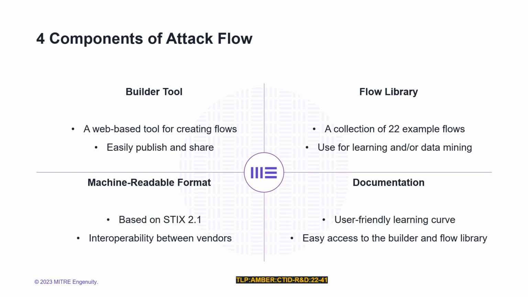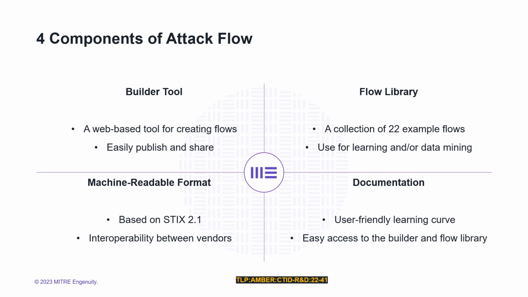And then once you've created your flow inside the builder tool, it is easy to publish and share. And when you publish it, you're publishing it in a machine readable format, which is the next component of the attack flow. So our format is based on STIX 2.1, which is a popular format for exchanging cyber threat intelligence online. STIX itself really focuses on indicators of compromise, and we have extended it with the necessary objects to be able to express the flows and the behaviors. And one of the goals of having a machine readable format is that it brings interoperability between vendors and between different products. So you may have tools that are producing attack flows and other tools that are consuming the attack flows, and they should work seamlessly together.